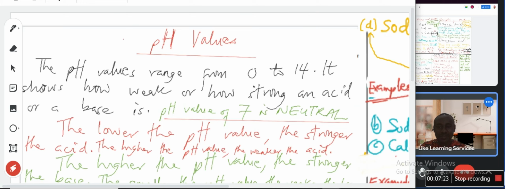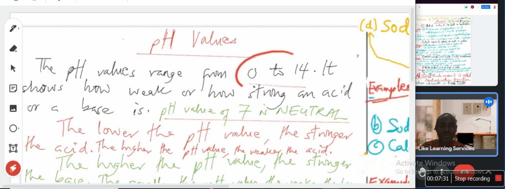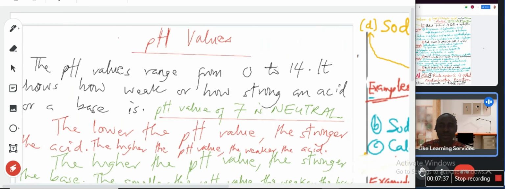Next page. Are you there? Okay. Next page talks about pH values. The pH values, you know, range from 0 to 14, isn't it? Yes. It shows how weak or how strong an acid is.